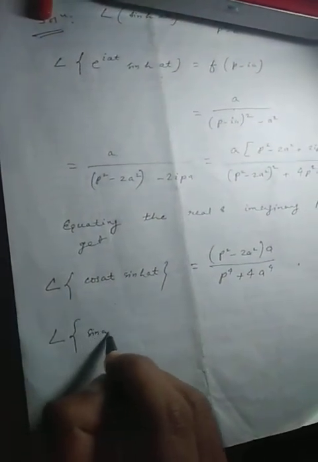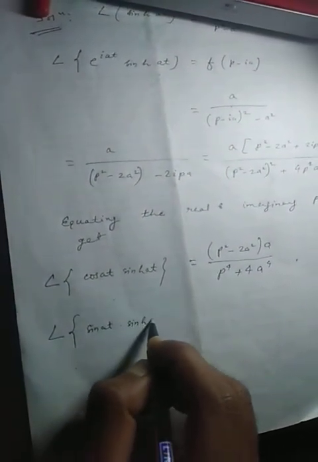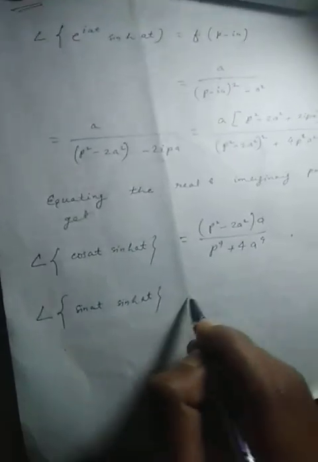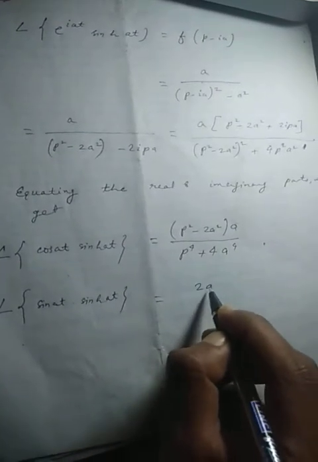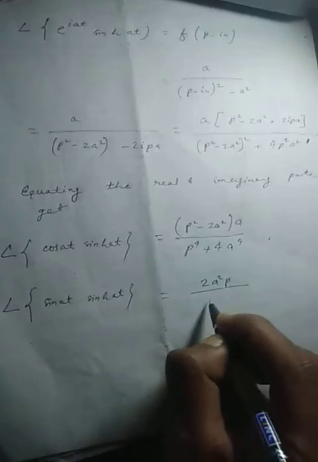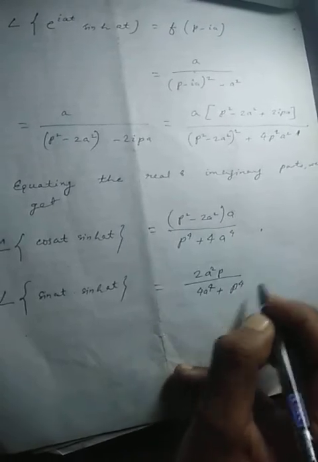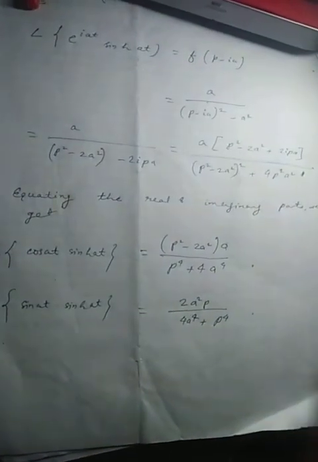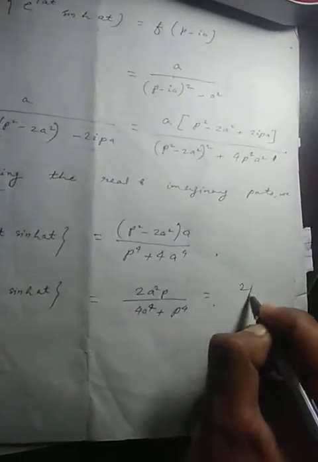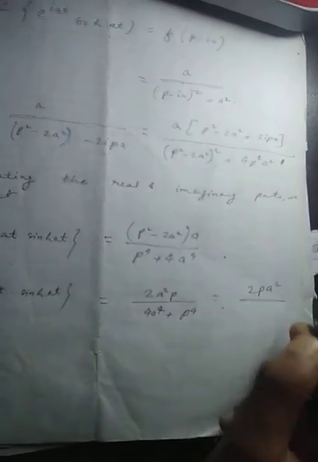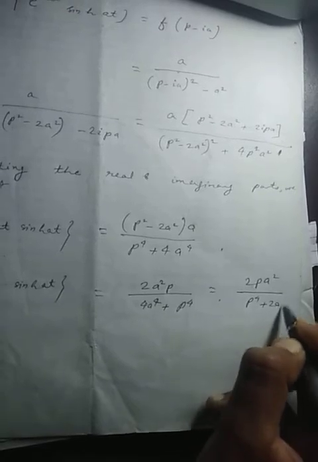Okay, and the Laplace transformation of sin at sinh at is nothing but 2a² times p upon 4a⁴ plus p⁴. On reducing, this will give you 2a²p upon p⁴ plus 4a⁴. Now the solution has completed, as you can see.